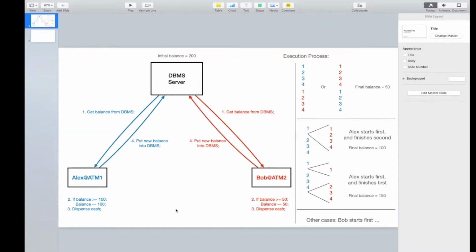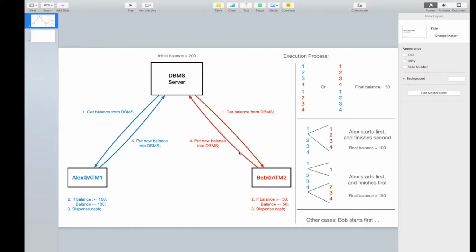According to the previous page, the transaction has 4 steps. The first one is to get the balance from the DBMS and send it to the ATM machine. In the ATM machine, it checks if the balance is larger than $100 or not. If so, then it dispenses the cash. Then the ATM machine will put a new balance into the DBMS again. It has 4 steps, right? It is similar for Bob at ATM 2. He also needs to do these 4 steps as shown here.